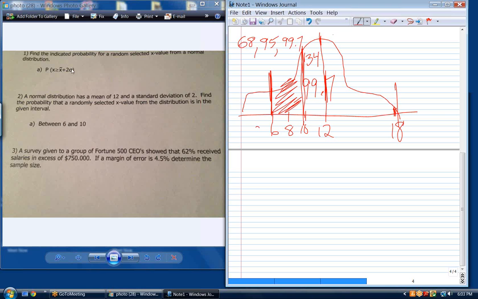If it's not a perfect multiple of standard deviation. In other words, the first 2 problems they gave us were talking about 2 sigma, and we know what that means. And this one had a standard deviation of 2, so when we were looking between 6 and 10, we were looking between 3 standard deviations and 1 standard deviation. So we were able to use the 68, 95, 99.7 percentages. But figuring out how to do a 62% and a margin of error of 4.5%, we did not know how to do that.